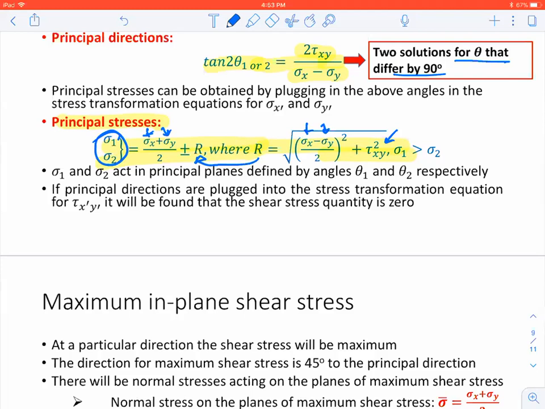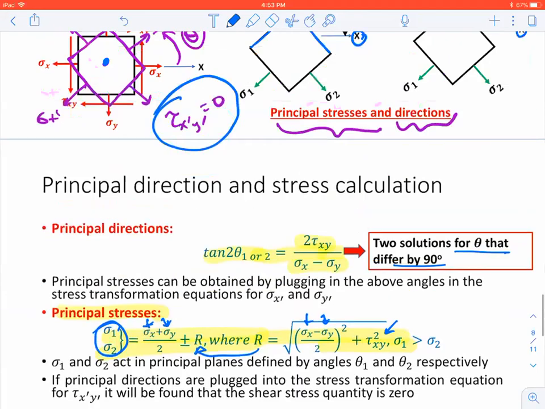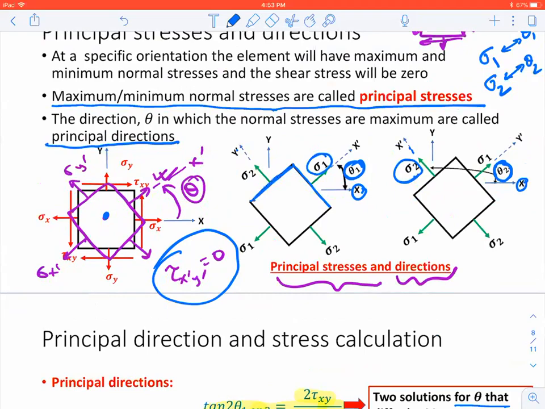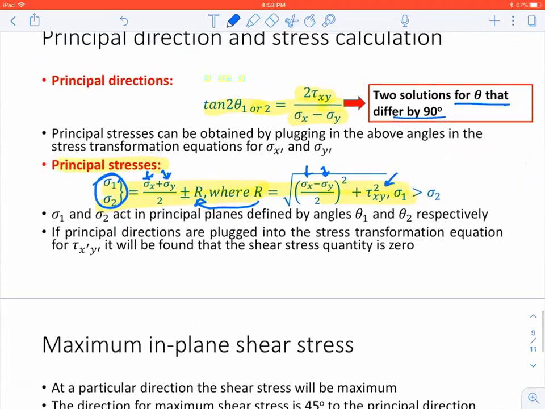Now, sigma 1 and sigma 2 act in principal planes. These planes are called principal planes, where they act, all right? They are defined by the angles theta 1 and theta 2, okay? And if principal directions are plugged into the stress transformation equation, you will see that tau x prime y prime, as I have mentioned, is going to be 0.